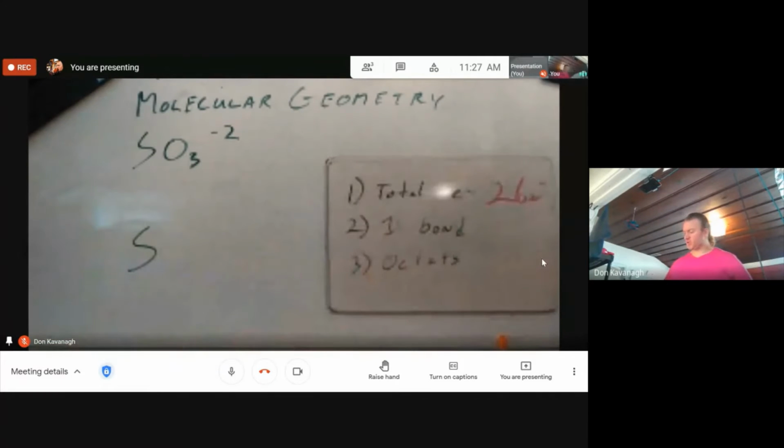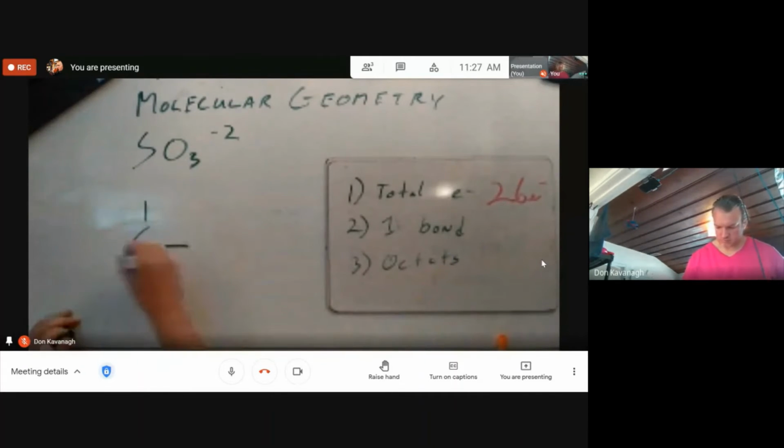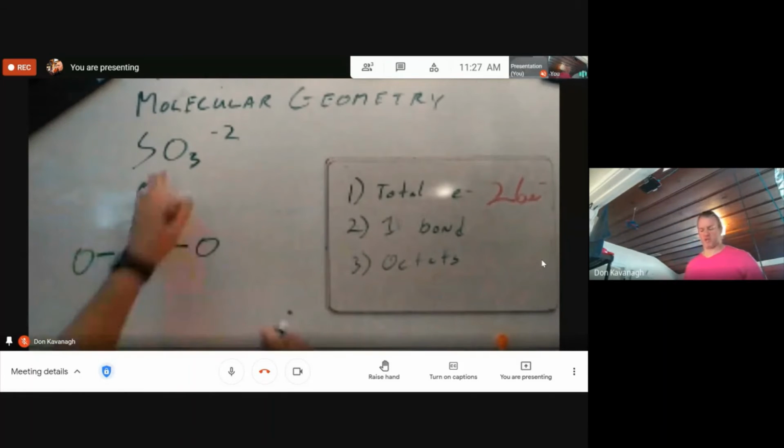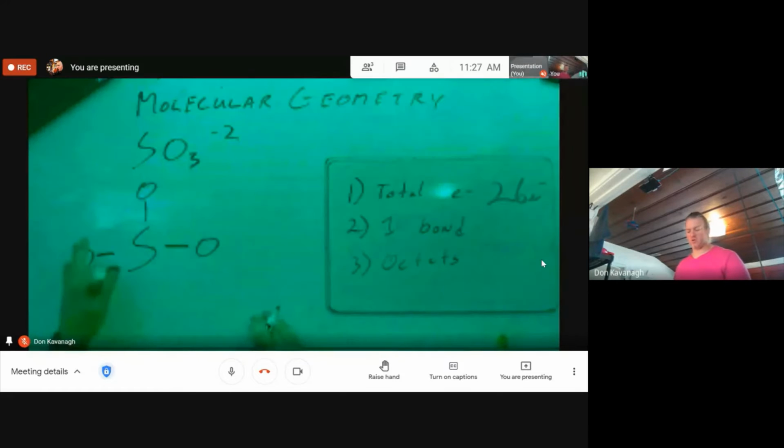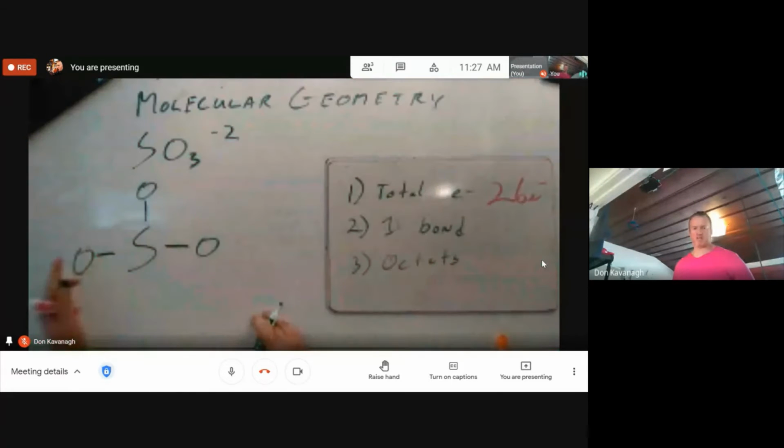Our simplest prediction is going to contain 1 bond. This is our simplest prediction. I've just put these oxygens on the north, east, and west. You could have put them on the north and south and west. I just did this.